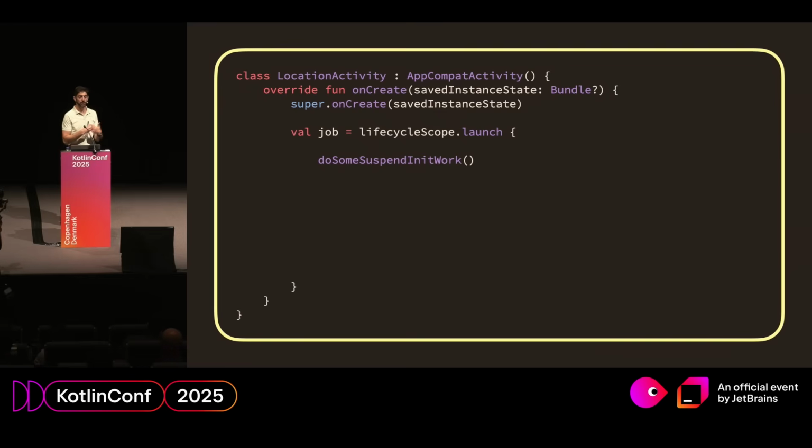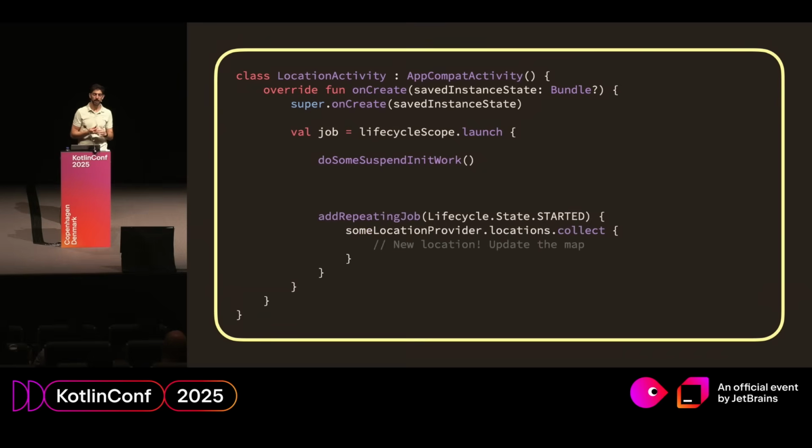So imagine that here you create a new coroutine in onCreate, for example, and then you do some init work that could be a suspend function to initialize a few things. If inside this block you called @repeatingJob, and again, this could easily pass a peer review, right? Because I'm doing some init work, and then I just want to start collecting from location updates, and I'm going to be updating the map.